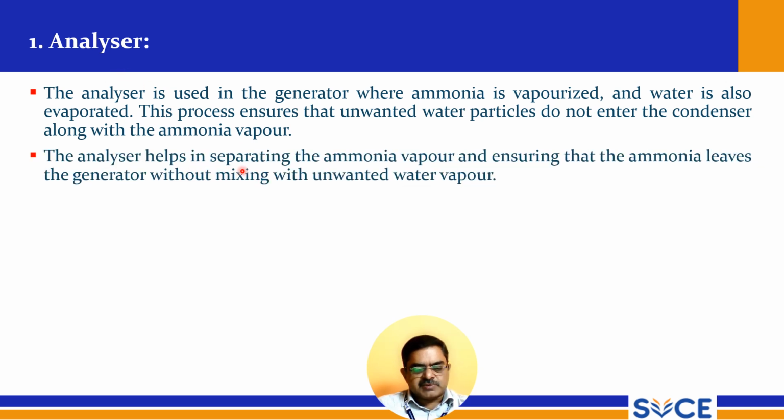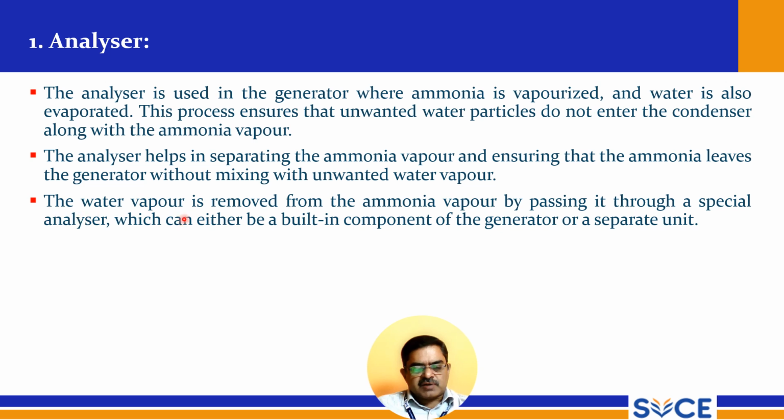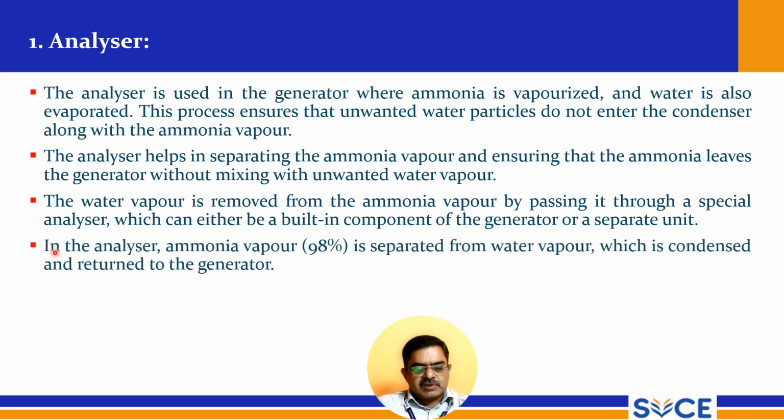The analyzer helps in separating the ammonia vapor, ensuring the ammonia leaves the generator without mixing with unwanted water vapor. The water vapor is removed from the ammonia vapor by passing it through a special analyzer, which can either be a built-in component of the generator or a separate unit. So we can provide an external one also. In the analyzer, 98% ammonia vapor is separated from water vapor, which is condensed and returned to the generator.